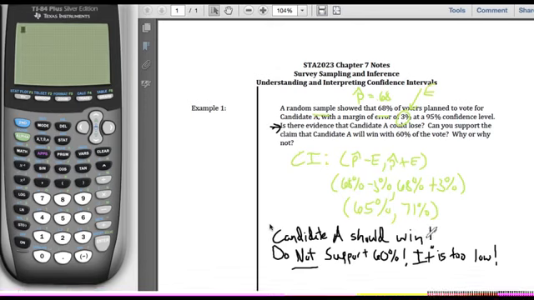66, 67, 68, 65.3%, 70.1%. All of those would be supported because we're 95% sure about those. We're not sure about the numbers outside of that.